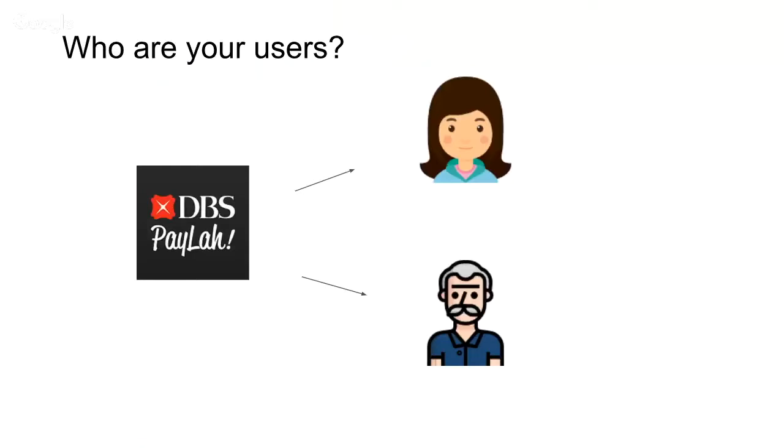I talked about who your users are. When you find out your main feature, you will know who your users are. Let's say for DBS PayLah, their users may be young working adults, like the female I put here, or maybe it's just an elderly person. And then their use cases are different.